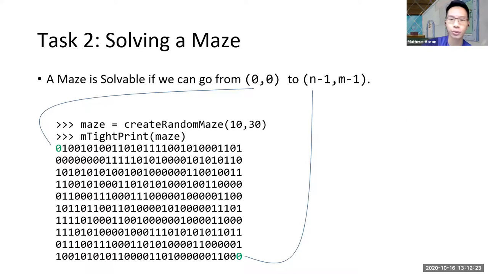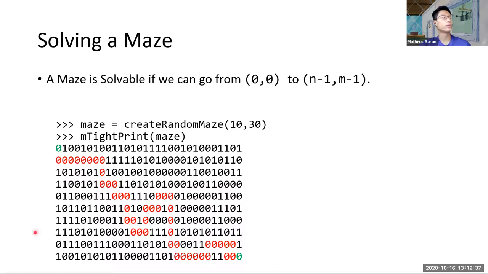Next is task two. Task two is solving the maze. We want to know whether the maze is solvable or not, if you can go from 0, 0 to n-1, n-1. So it's going to look something like this. In this case, this is solvable. You can trace going down and up and down and up and down. See, there are no diagonal pathways. It's just either front or back.